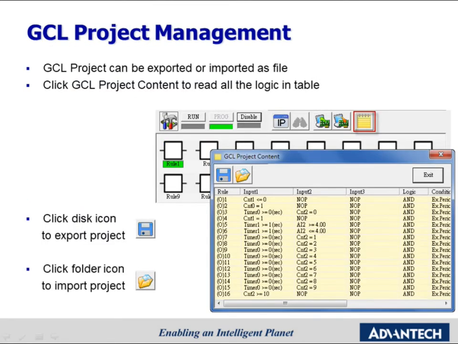Here we will introduce how to manage your GCL project. A GCL project can be exported or imported as a file. For configuration, you just click the GCL project content to read all the logic in the table. Click the disk icon to export the project, and click the folder icon to import the project.